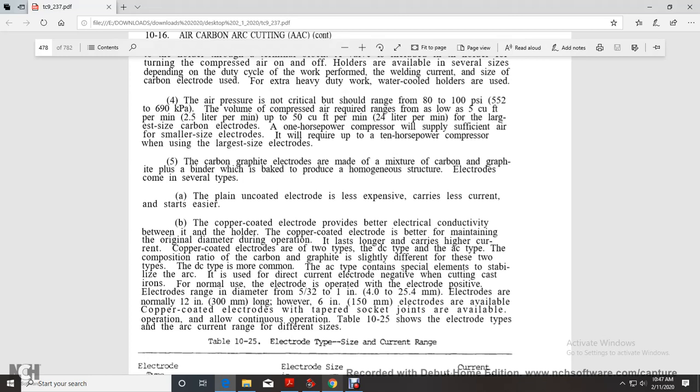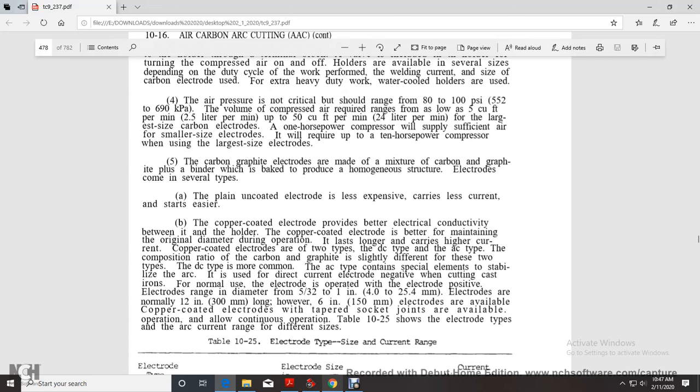Carbon graphite electrodes are made with a mixture of carbon graphite plus a binder to produce homogeneous structural electrodes, and there are several types. The plain uncoated electrode is less expensive and carries less current, but the start is easier. The copper-coated electrode provides better electrical conductivity between it and the holder.